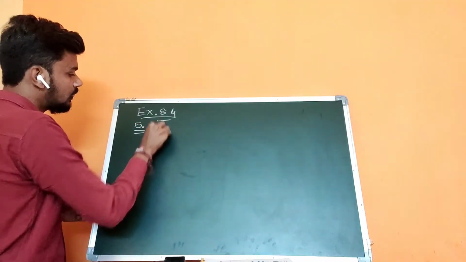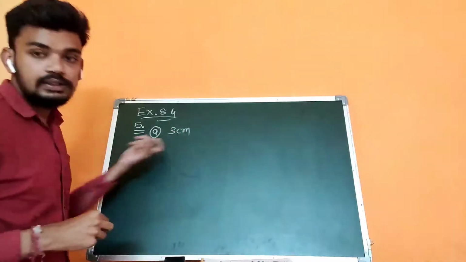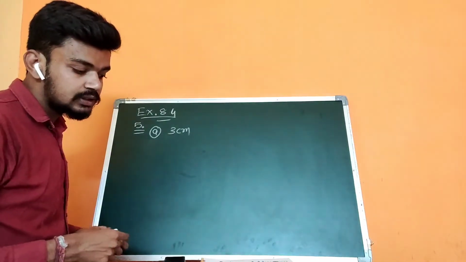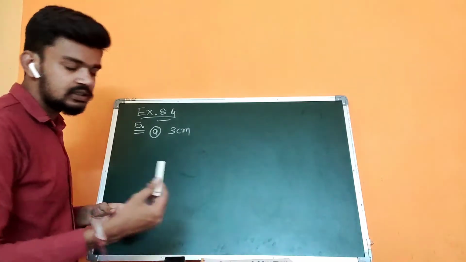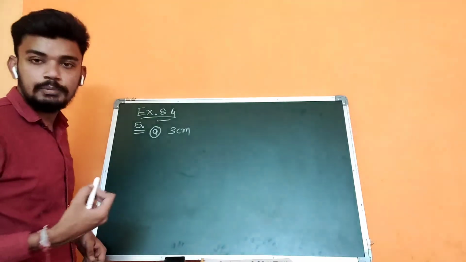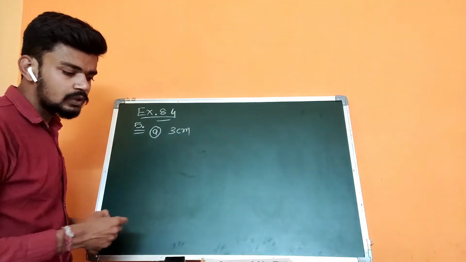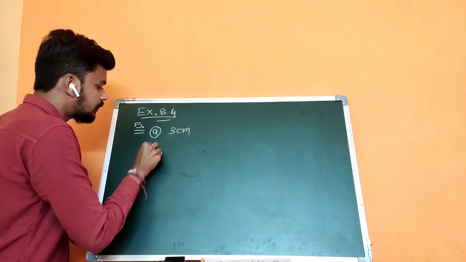Question number 5a. In that the question is 3 centimeter. So it is a radius. 3 centimeter is the radius of the circle. So what do you have to do then? Okay, let's first write all the steps of it. Then after that you can draw the circle.